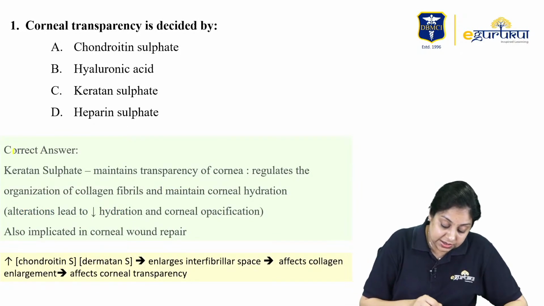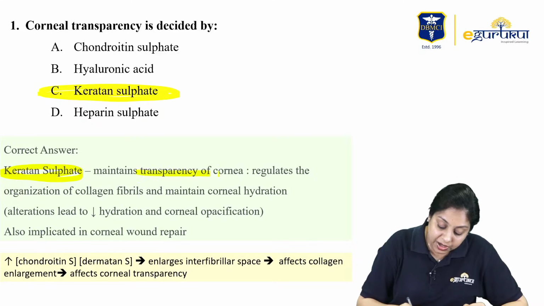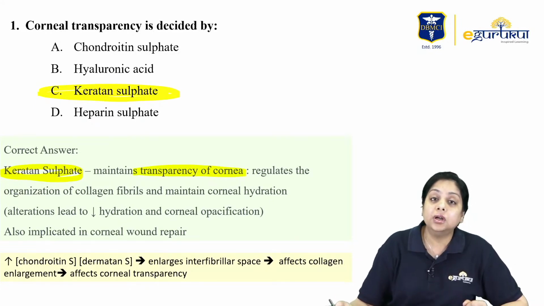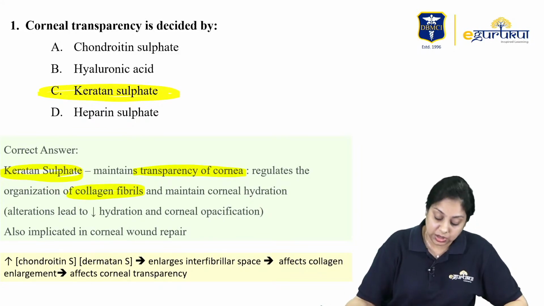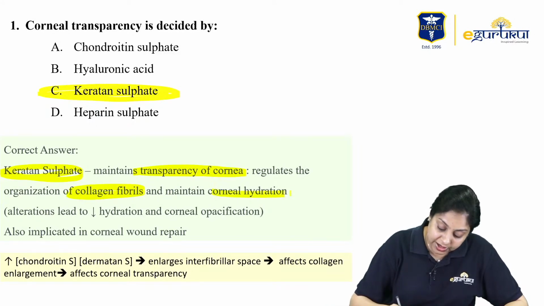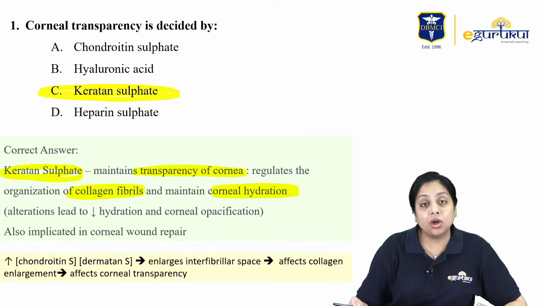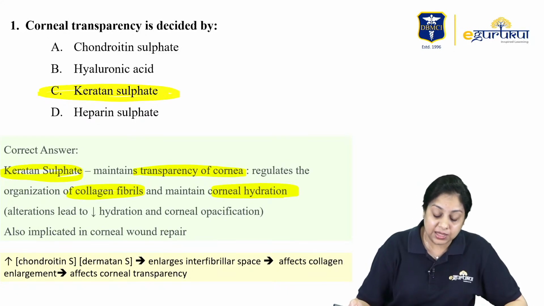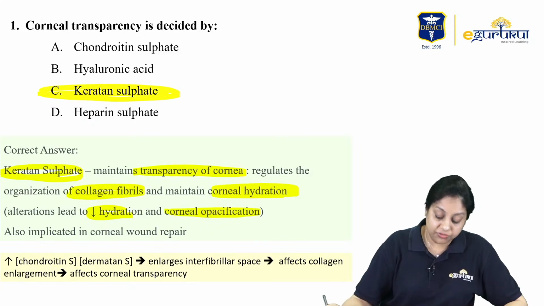The correct answer for this question is keratan sulfate, that is choice C, which is majorly responsible for maintaining the transparency of the cornea. What it is doing is regulating the collagen fibril organization, and also maintaining the corneal hydration, right? If the keratan sulfate is deficient or is not available in abundance, it is going to decrease the hydration of the cornea, and also lead to corneal opacification.